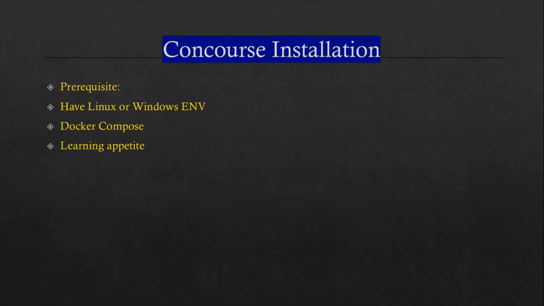We should have a proper Linux or Windows environment. In this tutorial, I'm going to use a Linux environment because I am comfortable with Linux, and if you are comfortable with Windows, you can go through it. Docker should be installed in your system. If Docker is not installed, please go through some Docker installation videos and install it. And we should have a proper internet connection. That's all, guys. So let's see how to install Concourse.